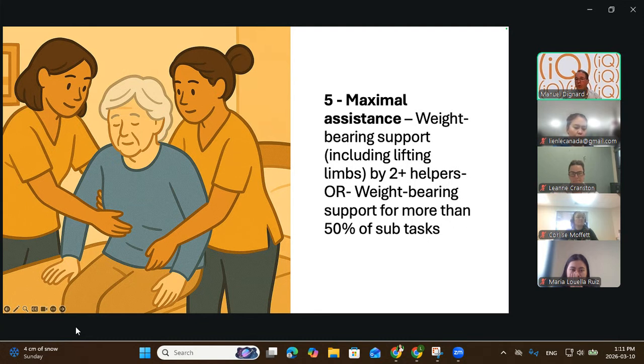If you're 2 or 1 helpers and the weight bearing activity, you're doing more than 50% of that task, then they are also maximal assistance. Okay, it's either or both. Okay, but you're lifting more than 50% of the weight of the arm.